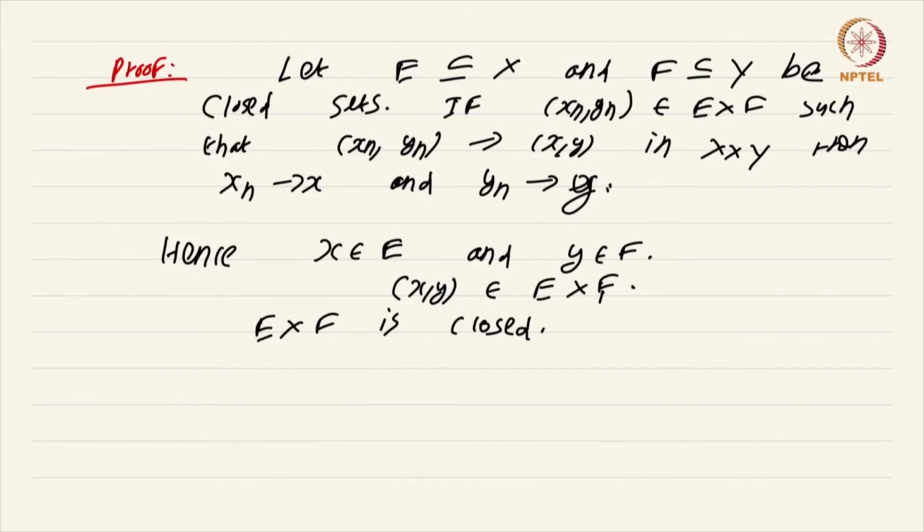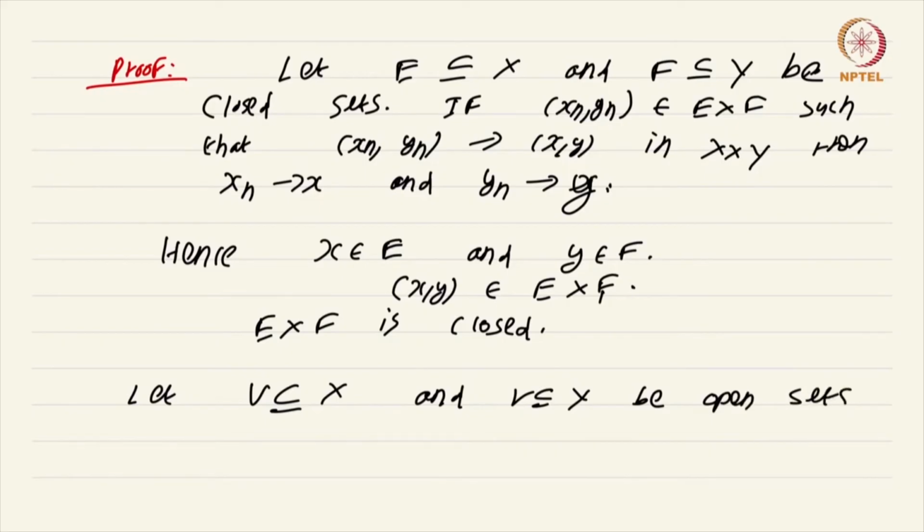Now, how does this help? We have shown that the product of two closed sets is closed. Well, let's consider U subset of X and V subset of Y to be open sets. Take two open sets. Now, the first goal is to show that U cross V is also open. The ultimate aim is to show that any open set can be written as a union of sets U cross V. First, let's see that U cross V is open to begin with.